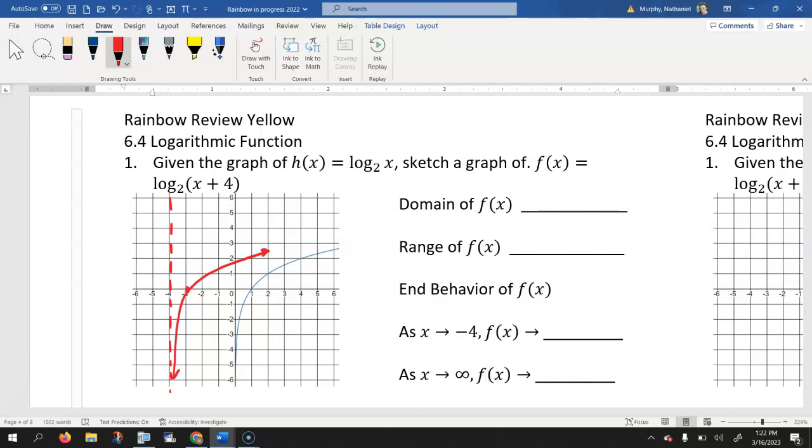All right, so let's find the domain and range. So remember the domain, there is no values past or to the left of -4. So the domain starts with -4, and then it goes to the right infinitely. The range, it goes infinitely up and infinitely down.